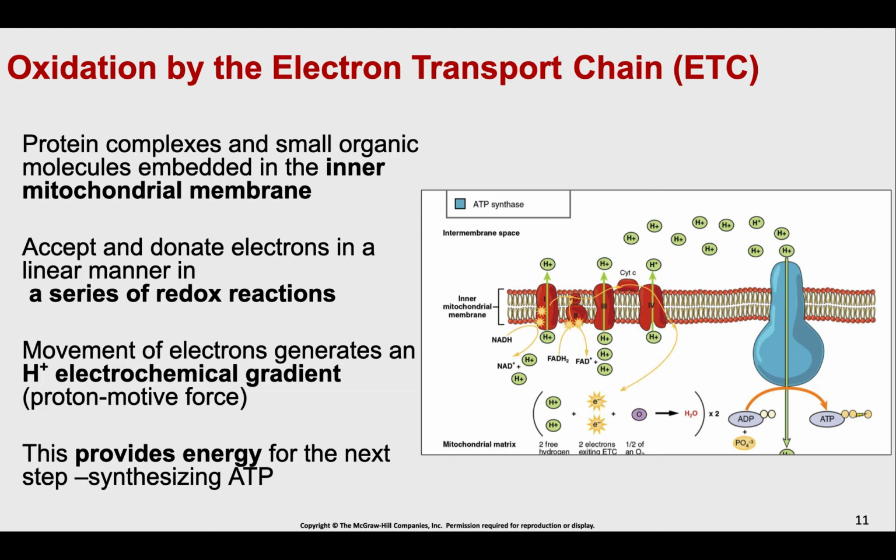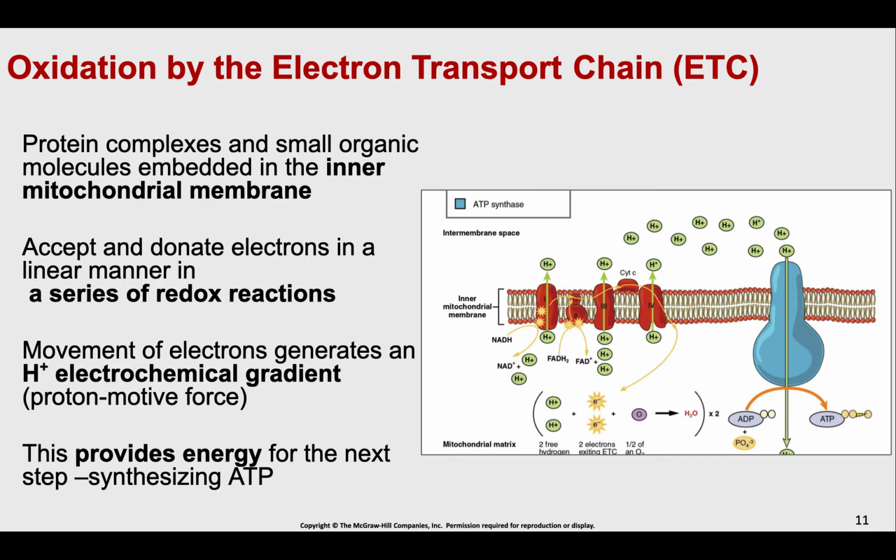All right, so let's take an in-depth look at this. At this step, we are in the mitochondria, but even more specifically, we are in the inner mitochondrial membrane. So this is taking place across a membrane, specifically the inner membrane of the mitochondria. Now, in this membrane, we have multiple protein complexes and small organic molecules. We can see that in this image here. You'll often find them labeled 1, 2, 3, and 4. The purpose of these complexes is to accept and donate electrons in a series of redox reactions.